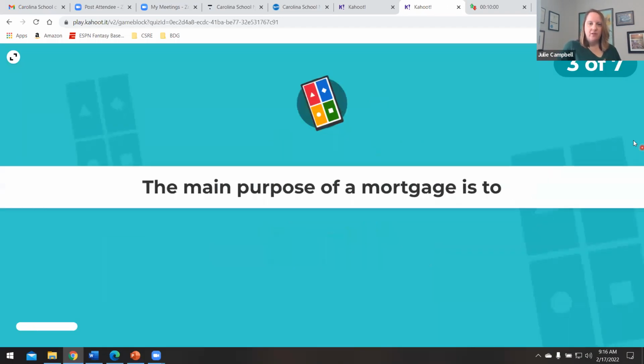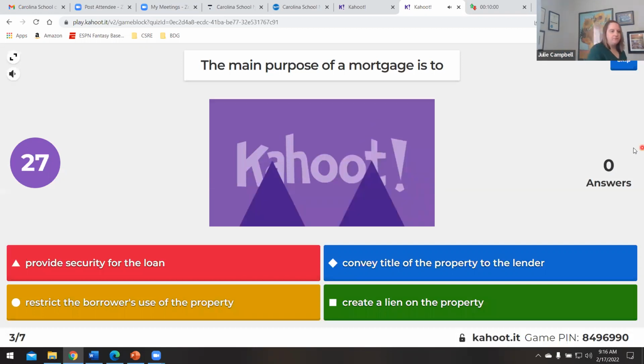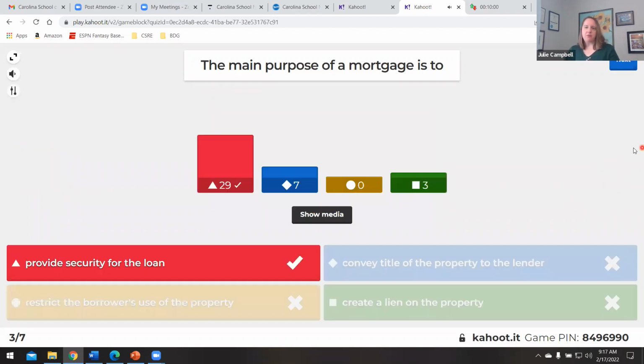Question number three. The main purpose of a mortgage is to provide security for the loan.